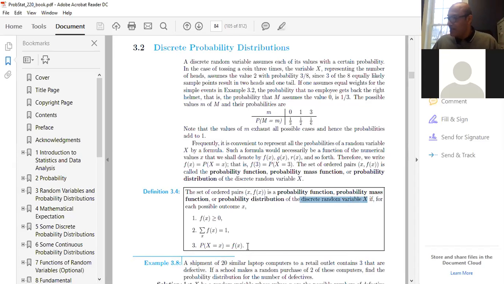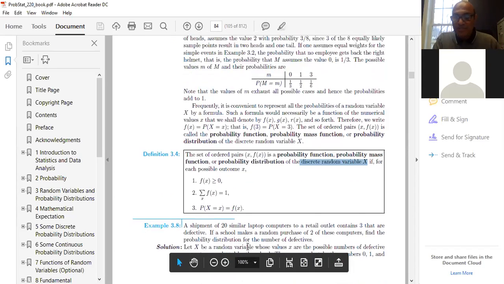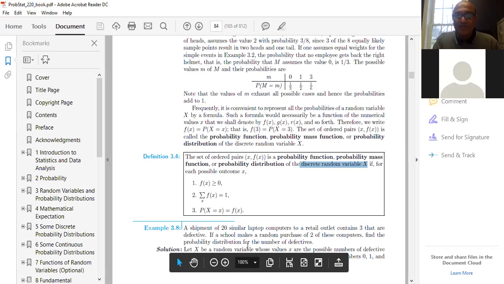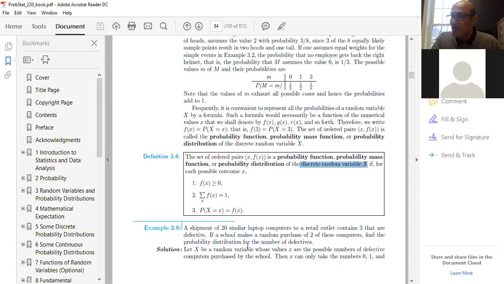So that's what we mean by this definition. And now let's go for this example. This example is really good. Just read this one, and then after I will go back again to the whiteboard.